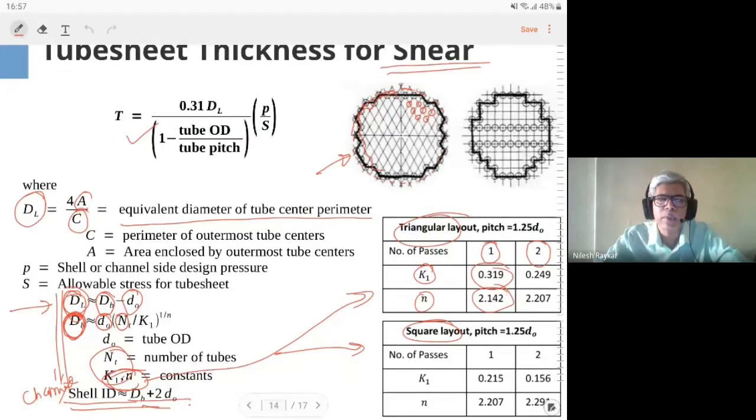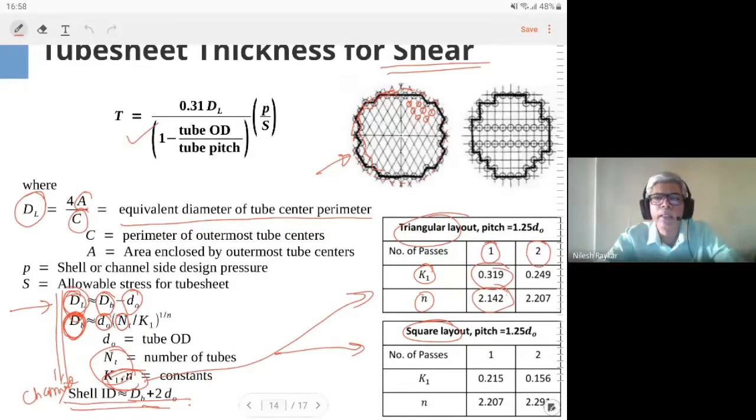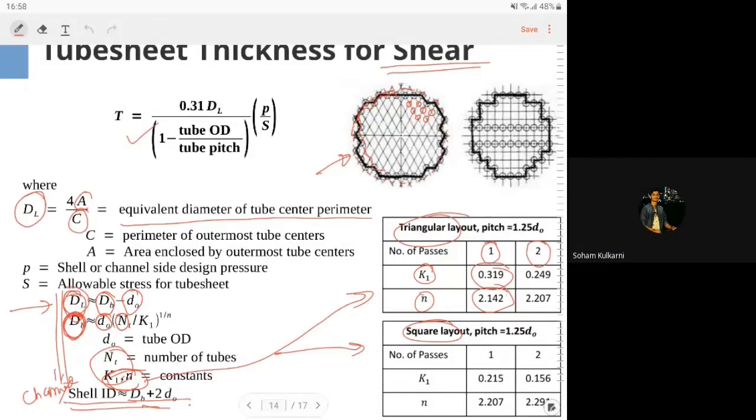But any questions based on whatever quick recap I did now? If you have any questions, you can ask. Hello, sir. Yes. Sir, in which fashion is the plate bent? You are asking about the tube sheet bending? Tube sheet, yes, sir.